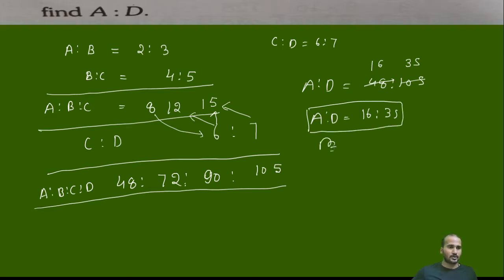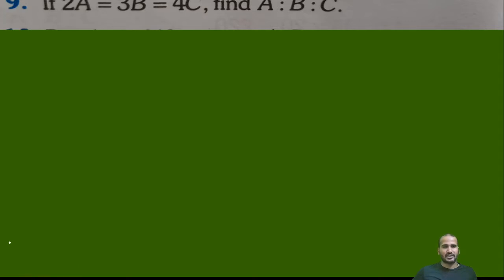Okay, now jump to question number 9, after which only a few questions are left. If 2a is equal to 3b is equal to 4c, that's a very interesting question. Whenever you get such questions, like 2a is equal to 3b is equal to 4c, simply write a ratio b ratio c is equal to 1/2 ratio 1/3 ratio 1/4. Always please remember this thing. That's a very easy way to understand it.